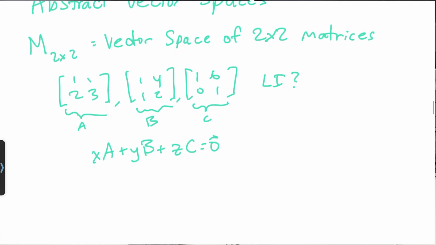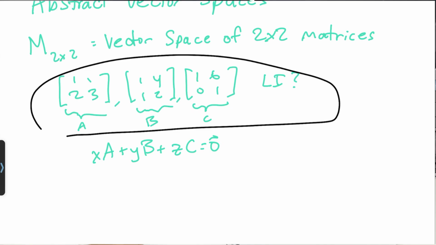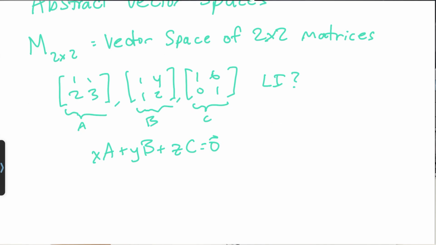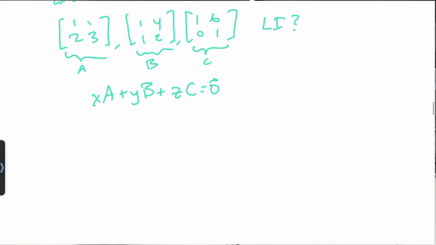I'm going to go through two different types here. The first one is a vector space of matrices. In this case, it's 2x2s. And so we want to see if these matrices are linearly independent. Just like before, if we say these are A, B, and C, we can write this as x times A plus y times B plus z times C, and set it equal to, once again, the 0 vector. But what is the 0 vector? Well, in this case, it's 0, 0, 0, 0.